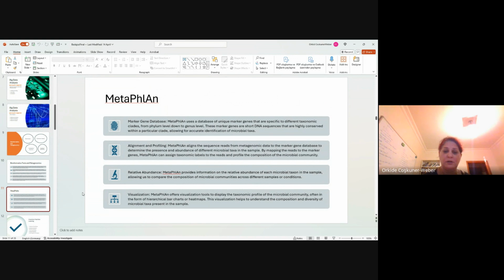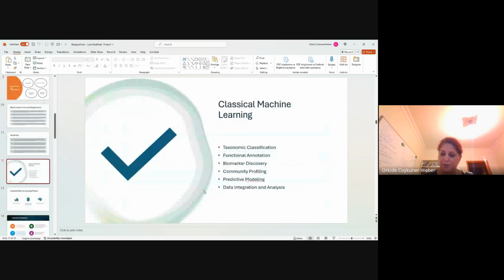So, machine learning algorithms can be trained to classify and assign taxonomic labels to metagenomic sequence reads based on features extracted from the data. This can help in accurately identifying and characterizing the microbial taxa present in aquaculture environments. Furthermore, machine learning models can be used to predict the functional potential of microbial communities based on metagenomic data.